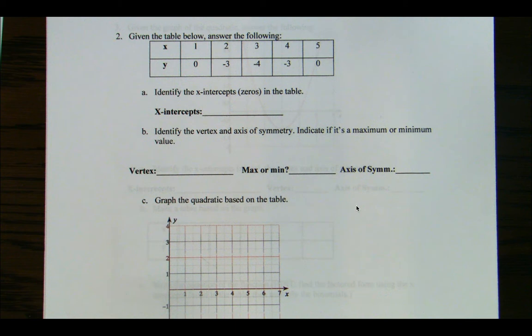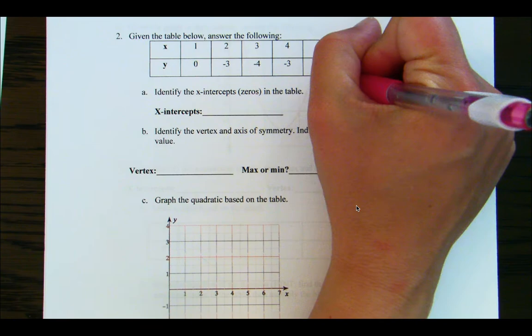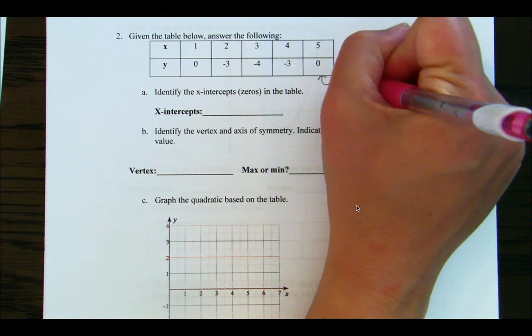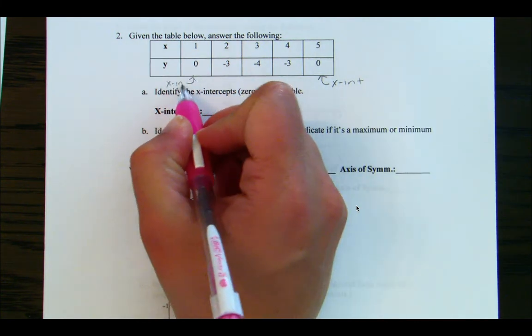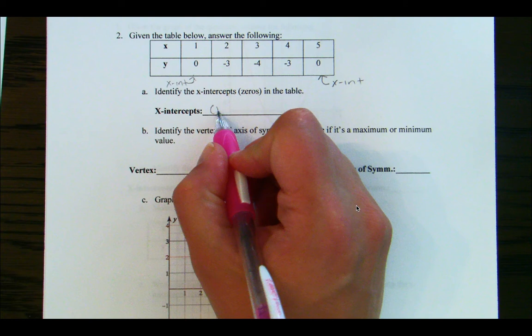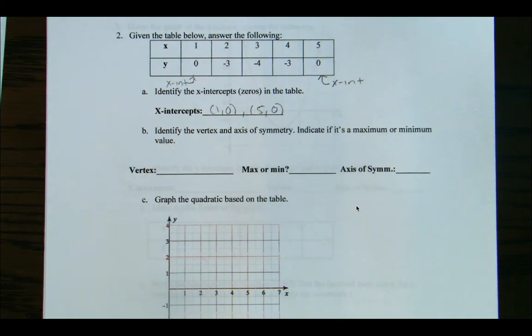We need to first identify the x-intercepts or zeros in the table. The key for x-intercepts is noting where y is equal to 0, which is right here and right here. So those are our x-intercepts. I'm going to write (1, 0) and (5, 0). Again, remember to make sure that you write them as points. Don't just write 1 and 5. That doesn't mean anything mathematically to anyone per se. It's best if you write it as a point itself.